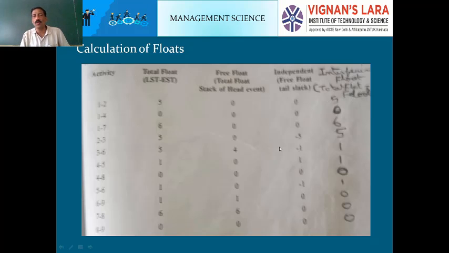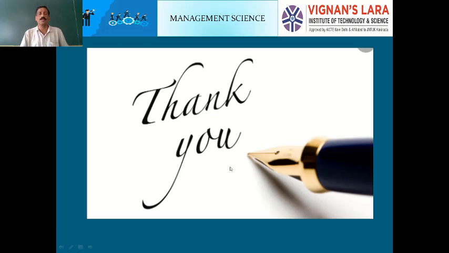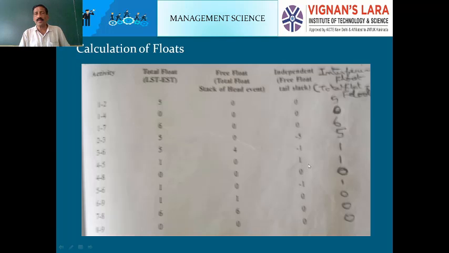These are the floats we calculate with the help of the slacks. We already know slack means latest starting time minus earliest starting time. Slack is 0 here, this is the tail. This is the head, slack is here 5. In this case, the tail event slack is 5 and the head event slack is 5: 11 minus 6. All are substituted in the diagram. Then we go on to calculate the total float, free float, independent float and interfering float.